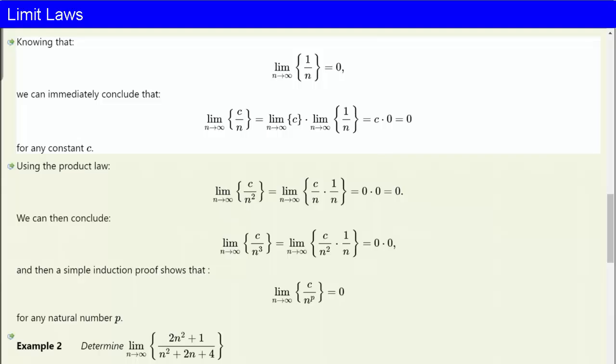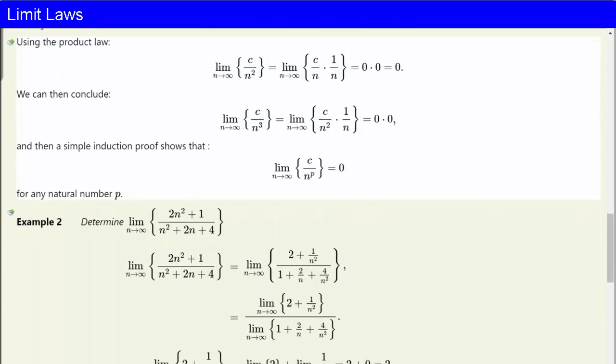Well, the limit of the constant sequence as n tends to infinity is just the constant c, and the limit of 1 over n as n goes to infinity is 0. c times 0 is 0. So the limit of c over n is 0.